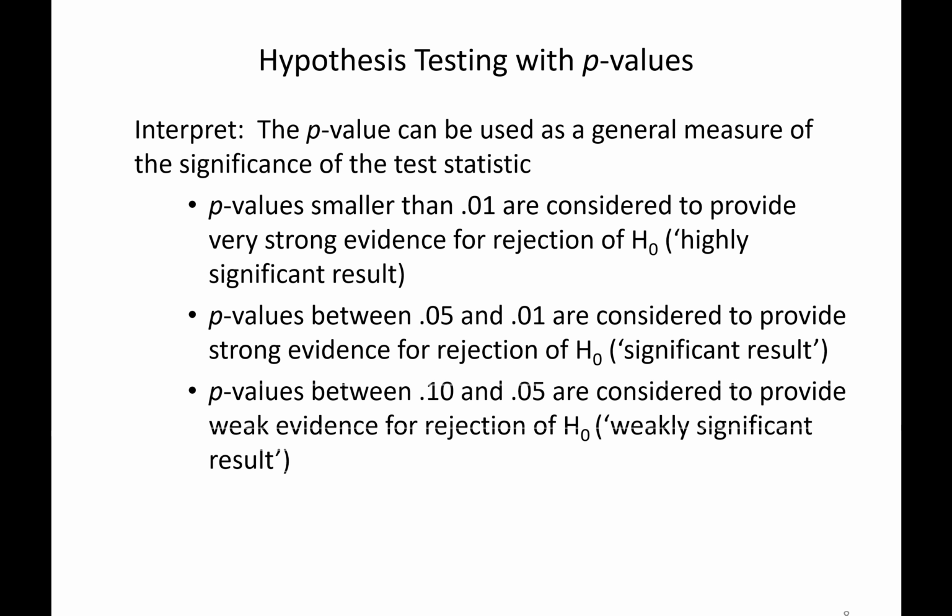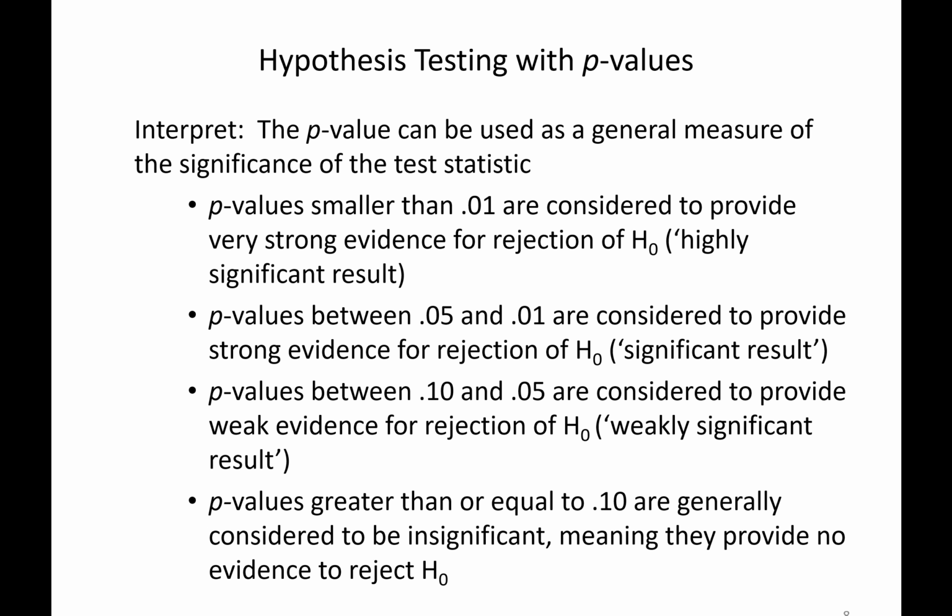Make that comparison. Values between 10 and 5% are considered weakly significant, and anything bigger than 10% is generally considered to be insignificant, meaning there's no real evidence to reject the null hypothesis.